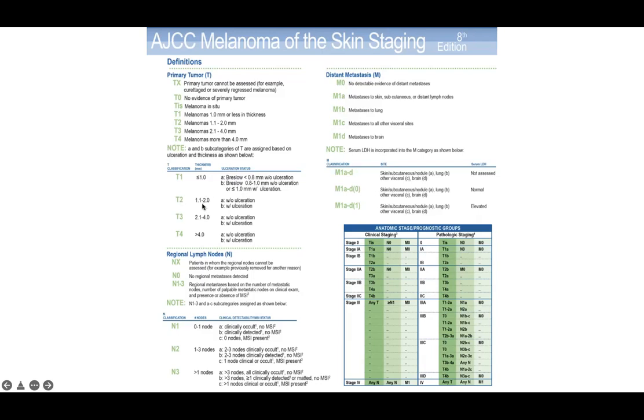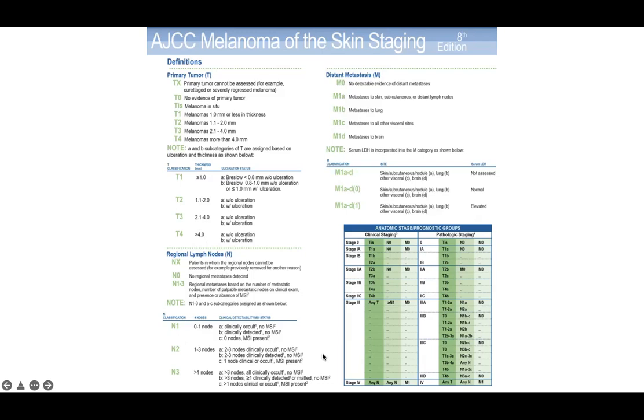Beyond that, it's somewhat easy to remember that 1.1 to 2 will be your T2 stage, and then your T3 will be 2.1 to 4. Again, without ulceration is an a, and with ulceration is a b. Greater than 4 millimeters is a T4. If there's a sentinel lymph node excision, then what you'll do is you'll take into account how many lymph nodes are involved, and you'll place the findings into this N1, N2, or N3 category.